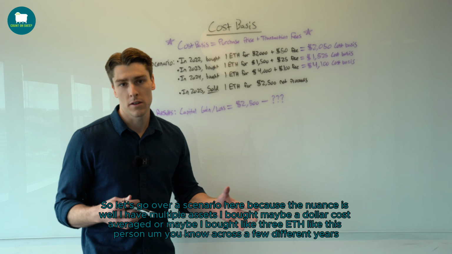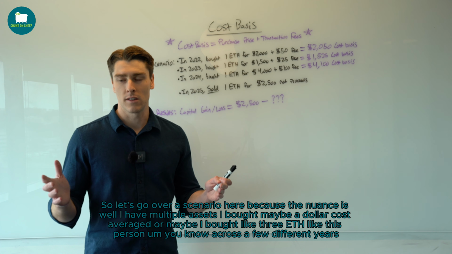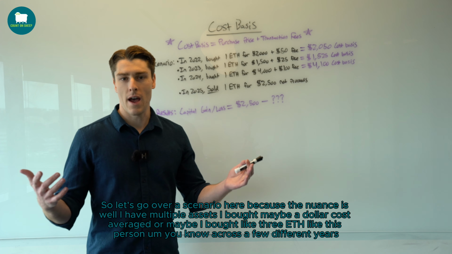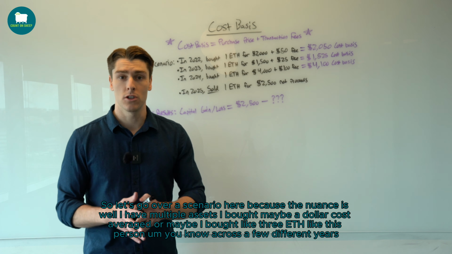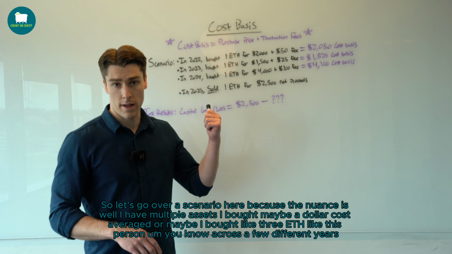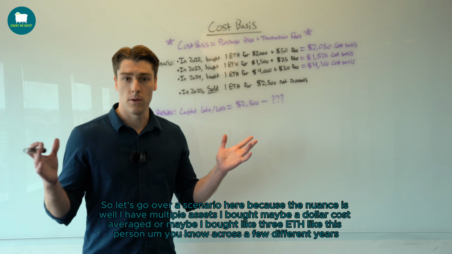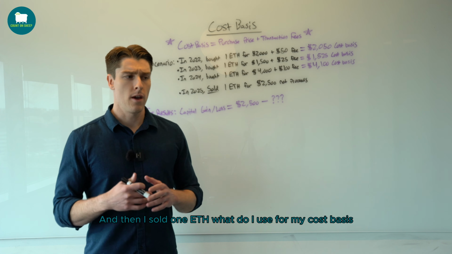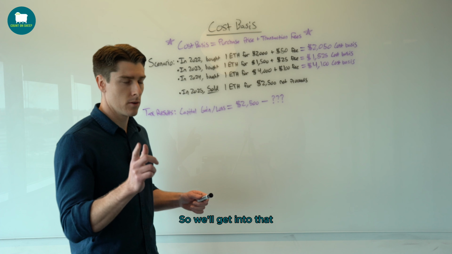So let's go over a scenario here, because the nuance is, well, I have multiple assets. Maybe I dollar cost averaged, or maybe I bought like 3 ETH like this person, across a few different years, and then I sold 1 ETH. What do I use for my cost basis? So we'll get into that.